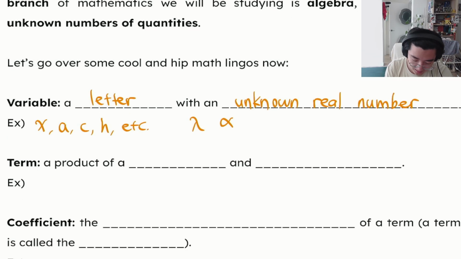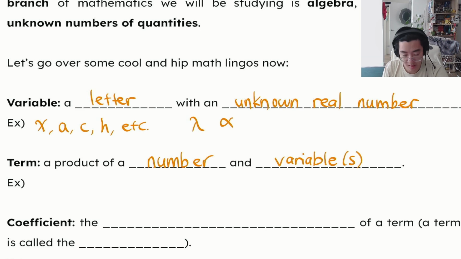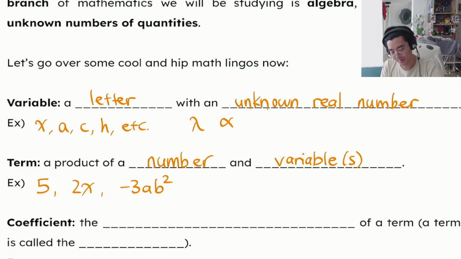Now a term is pretty much a product of a number and a variable, or variables. So it could be things like just the number 5. 5 is just a number with a variable to the power of 0. Or it could be something like 2x. That's also a term. Or things like negative 3ab squared. Those are terms. Think of it as like a clump in an expression.